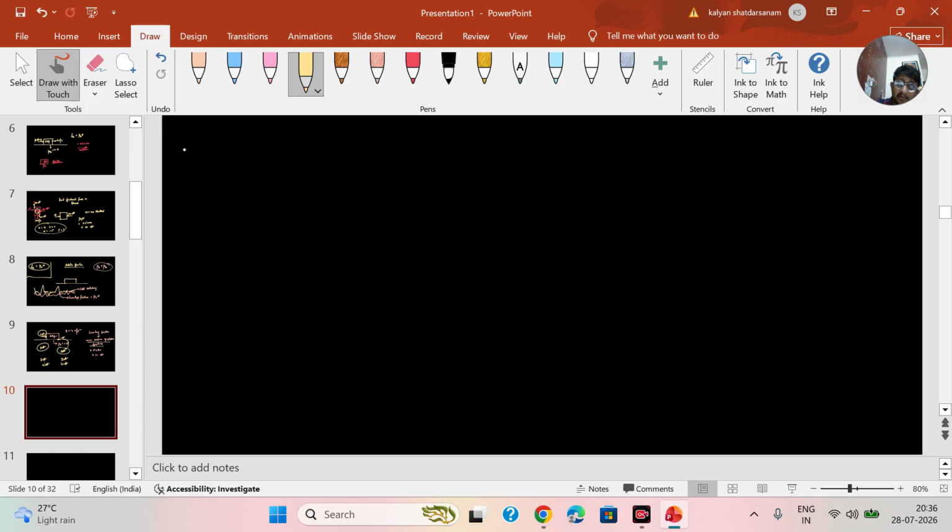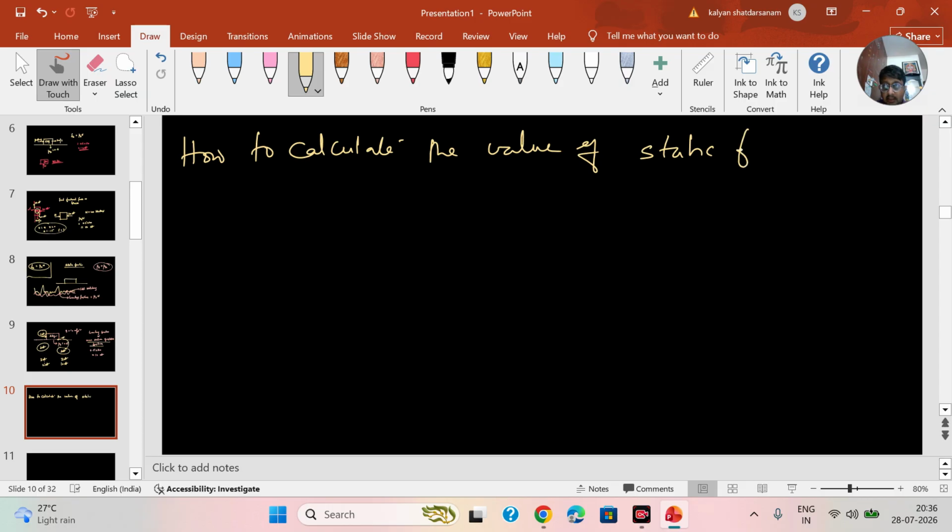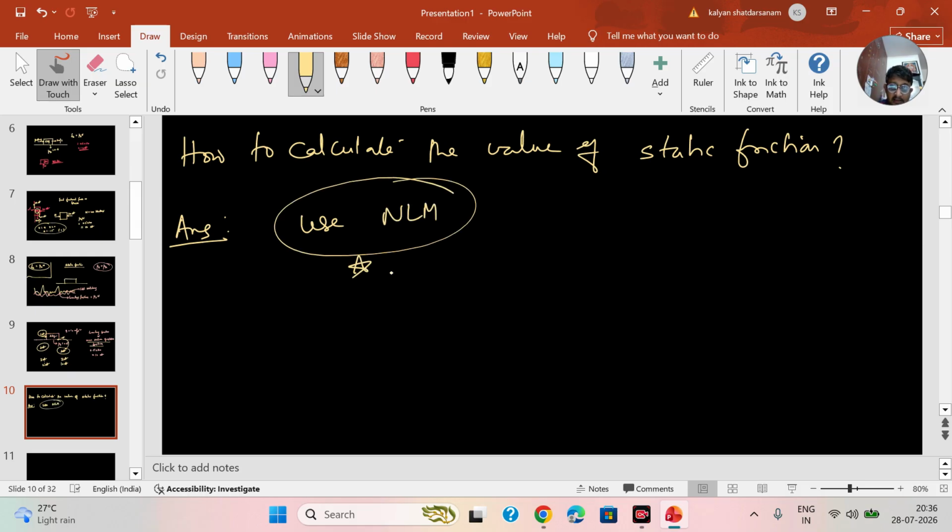So the concept is this: how to calculate the value of static friction, not only here but in many more complicated cases. The answer is straightforward. There is no formula for static friction. Use Newton's laws. This is the concept. You have to use Newton's second law to calculate the value of static friction. It might appear right now as a very strange statement, but no, this is a very powerful concept.